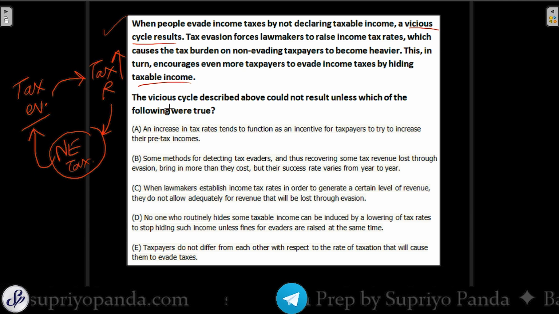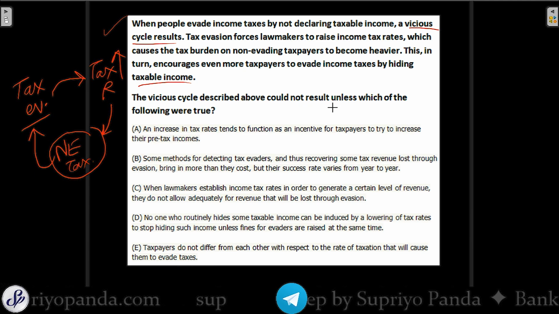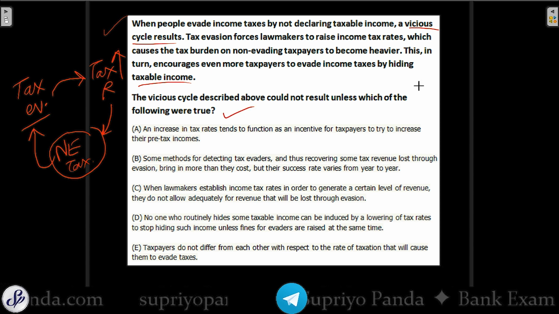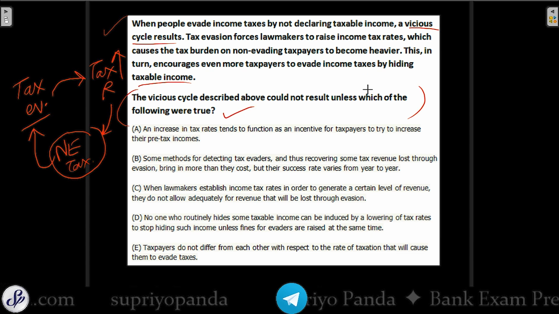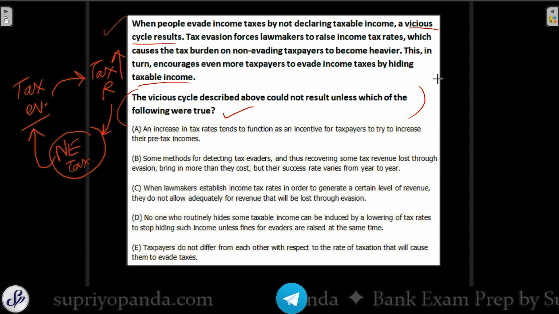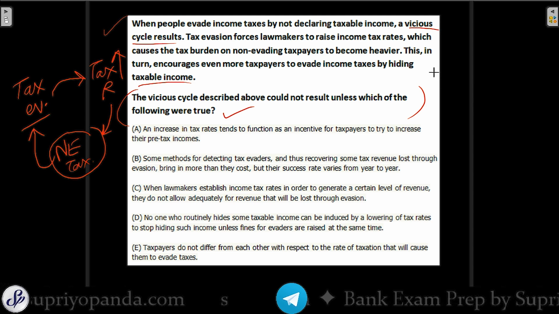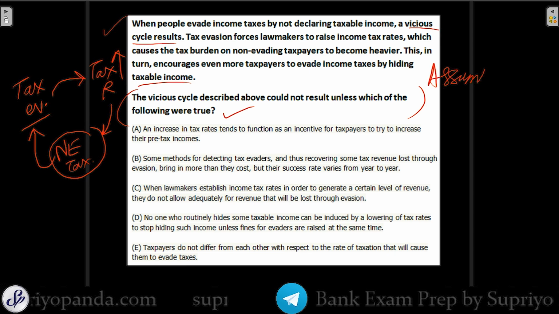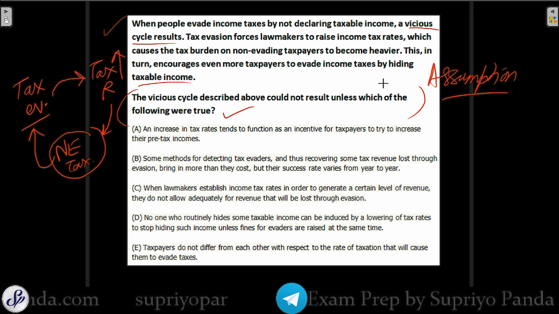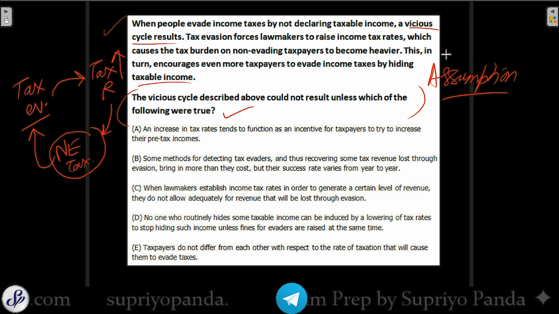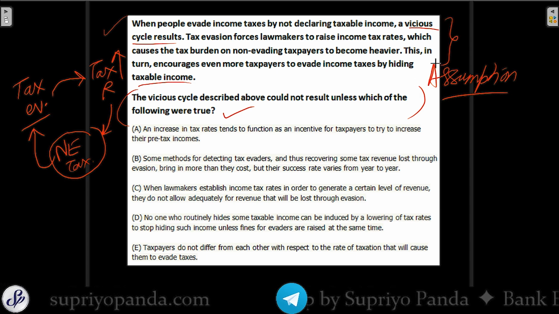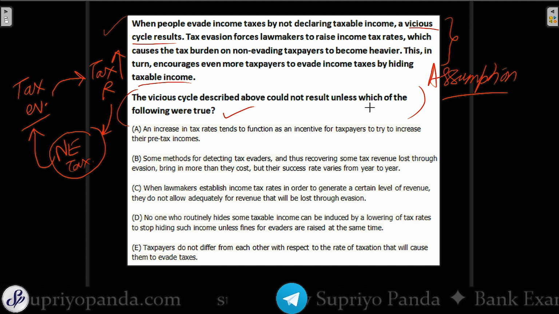So the question asks, the vicious cycle described above could not result unless which of the following were true. Now once you read this, what type of question is this? You have to first understand what type of question this is. This is asking you to find the assumption. What you are being asked is to find the implicit assumption in this argument, so that it has to be true for the argument to hold.